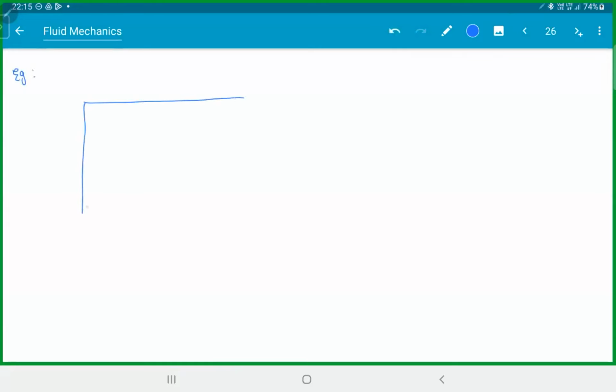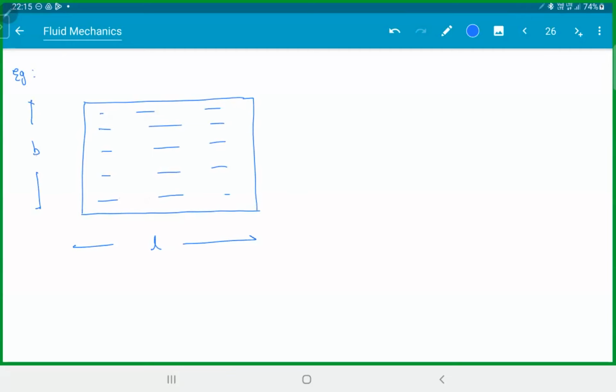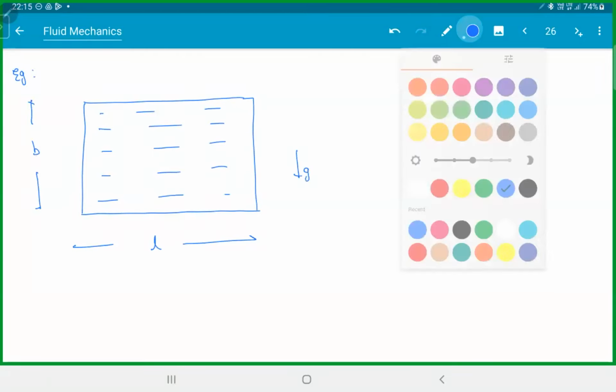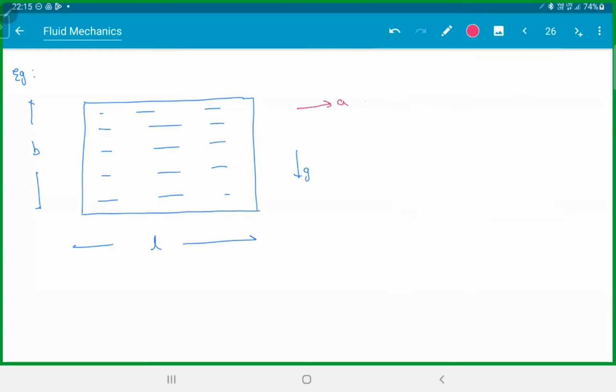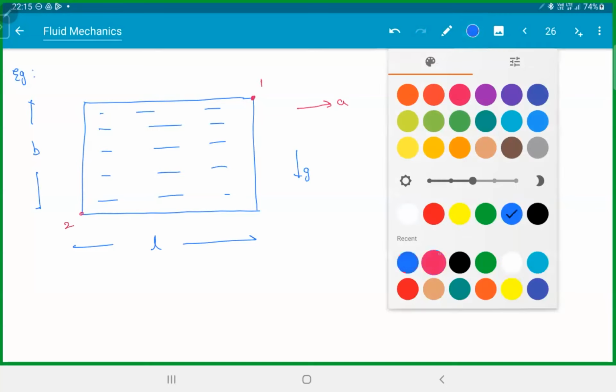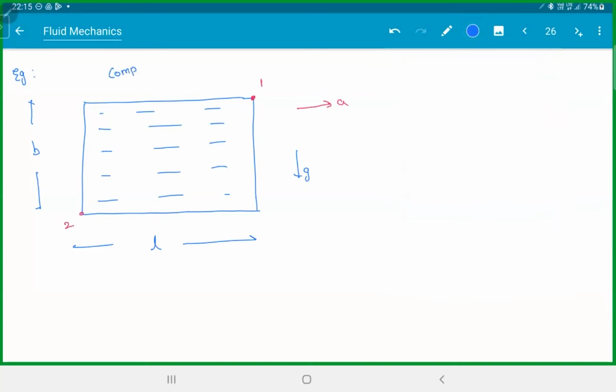Suppose you have a cylindrical container completely filled, this is length L, this is length B, gravity is there, and the container is accelerating also. If this is point 1 and this is point 2, this is a completely filled rectangle. Can you find the pressure difference P2 minus P1?